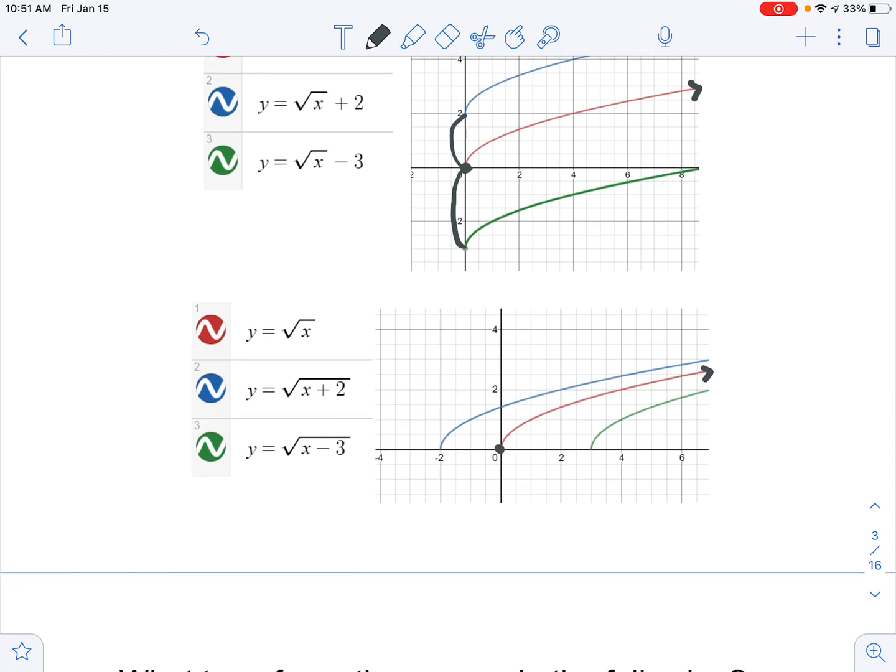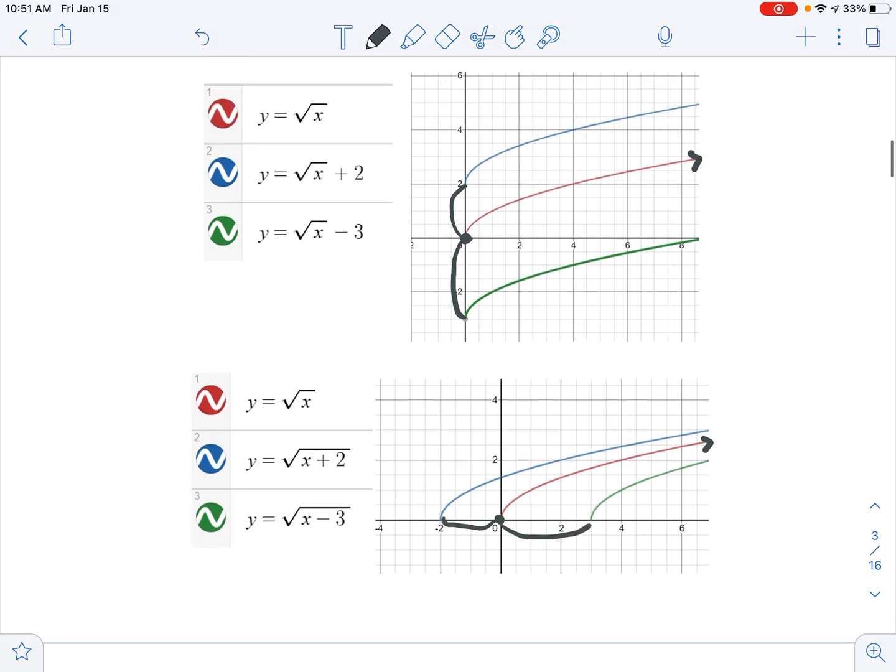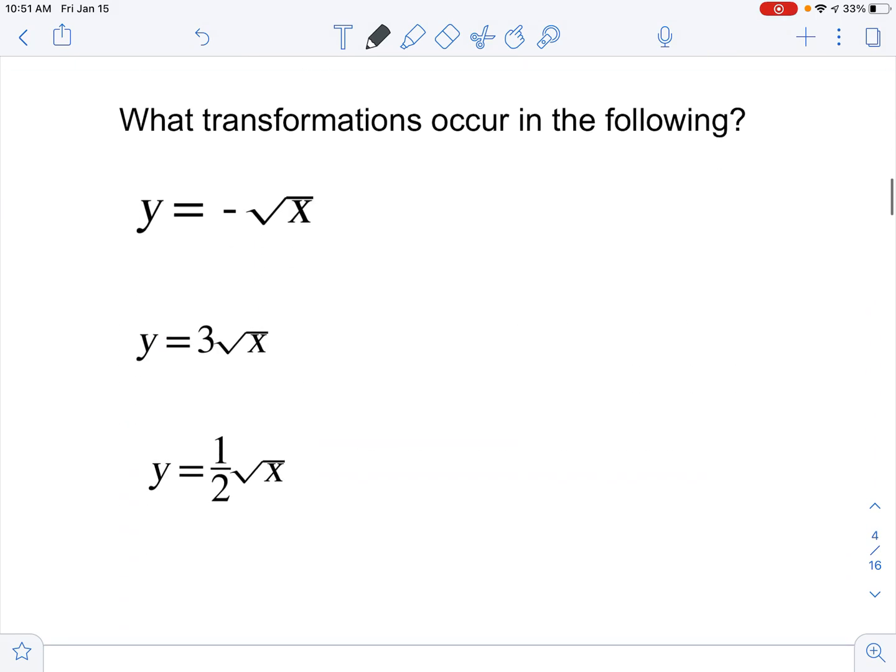So when you plug it in, you should see exactly what we just mentioned. Plus 2 going towards the negative 2. Minus 3 going towards a positive 3. Okay, so these are all our translations, which are shifts: up, down, left, right. Of course, there's more than just adding and subtracting. We have the ability to multiply by a value.